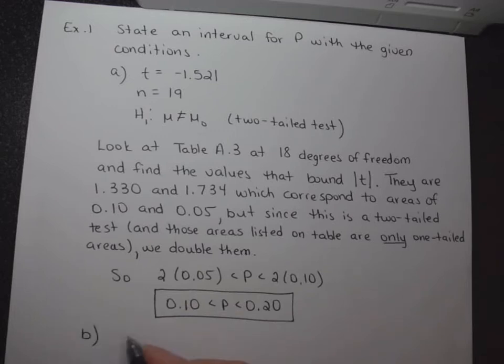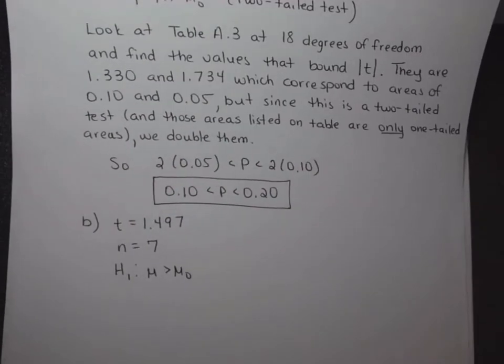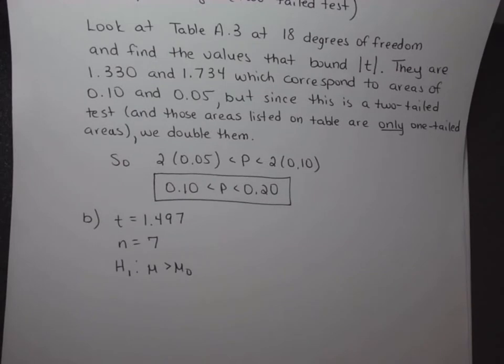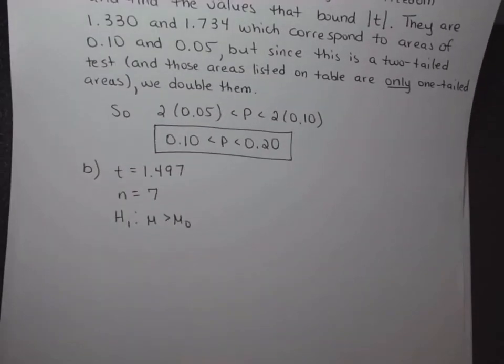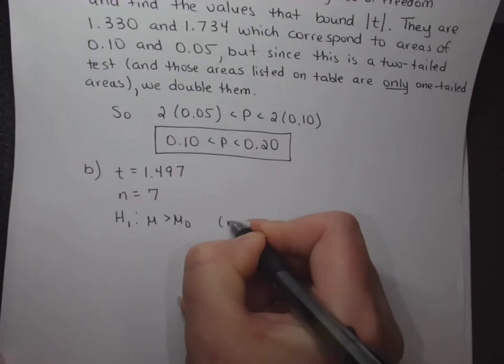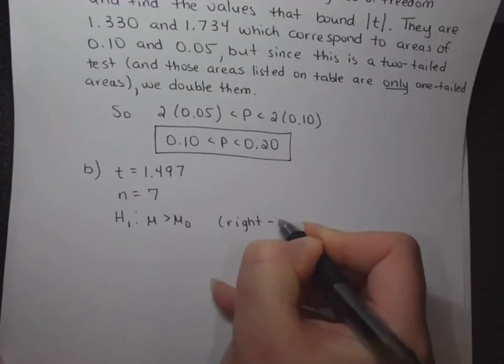All right, so let's look at another one. Let's say that this is our T, our N is 7, and our alternate hypothesis looks like this. Notice this is a right-tailed test because we're saying that we think the area has gotten bigger.